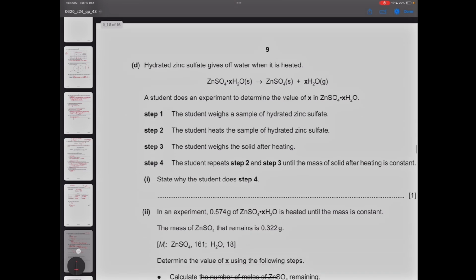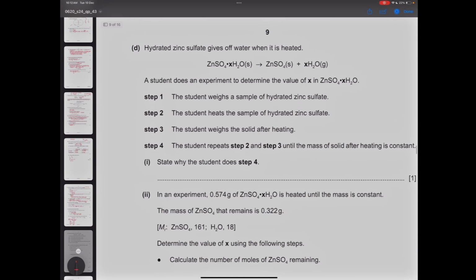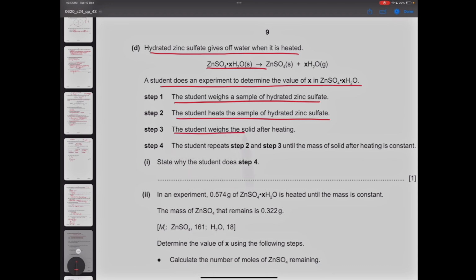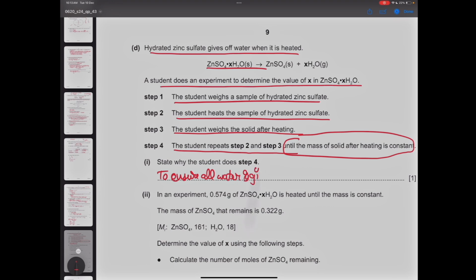Alright. Now, this is a stoichiometry question. Hydrated zinc sulfate gives off this much water. A student does an experiment to determine the value of X. The student weighs it and heats it. The student weighs the solid after heating. The student repeats step 2 and step 3 until the mass is constant. This is done just to make sure all the water has been evaporated, to ensure all water is given off. Alright.